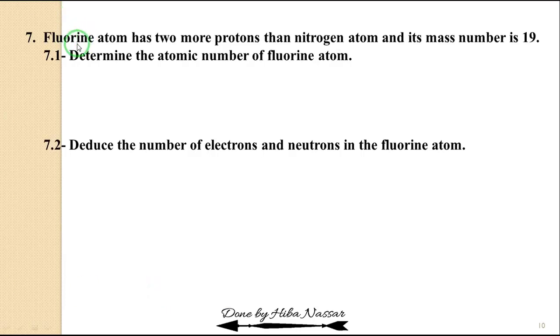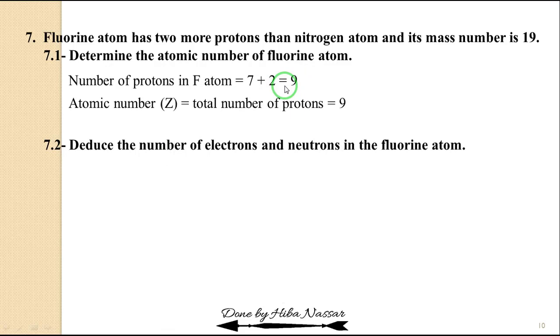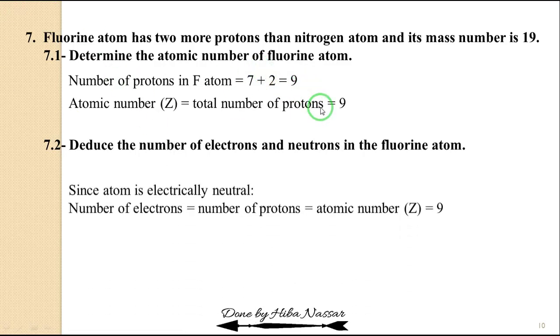Number 7. Fluorine atom has 2 more protons than nitrogen atom, and its mass number is equal to 19. 7.1. Determine the atomic number of a fluorine atom. Number of protons in a fluorine atom will be 7 plus 2. It's equal to 9. Atomic number, it's equal to the total number of protons. It's equal to 9.